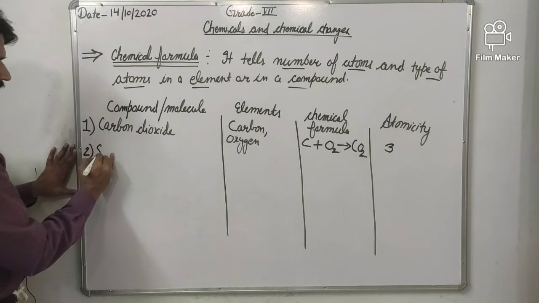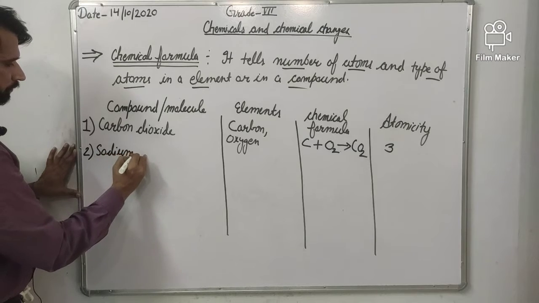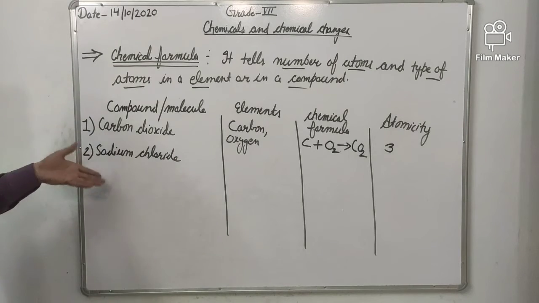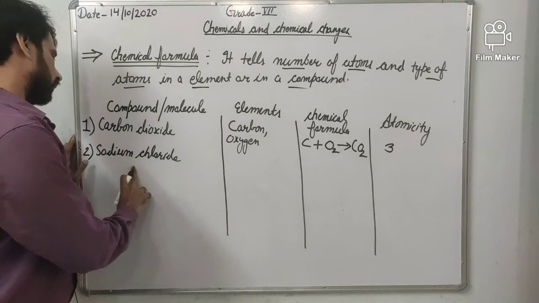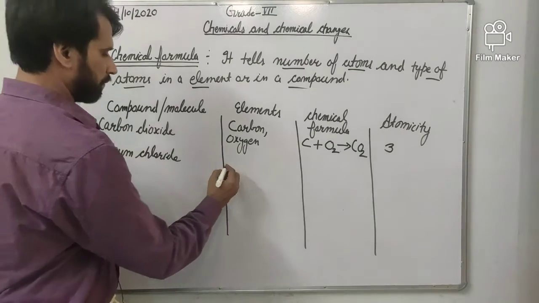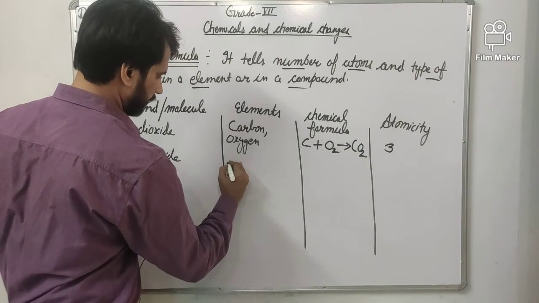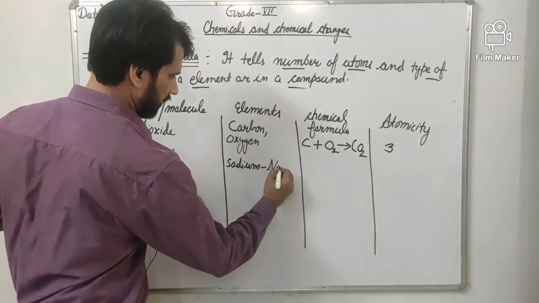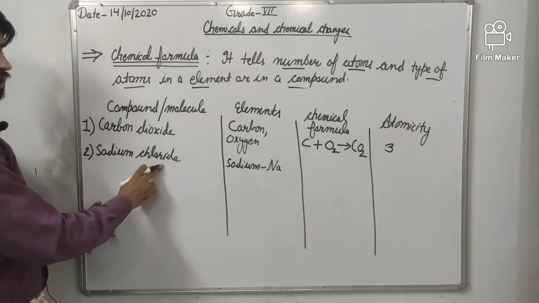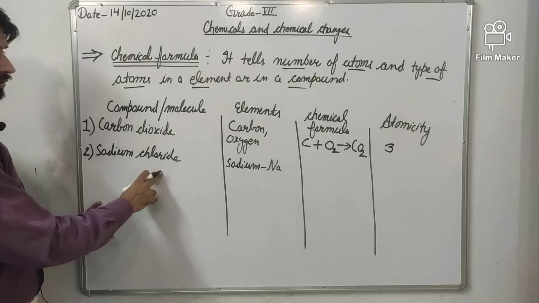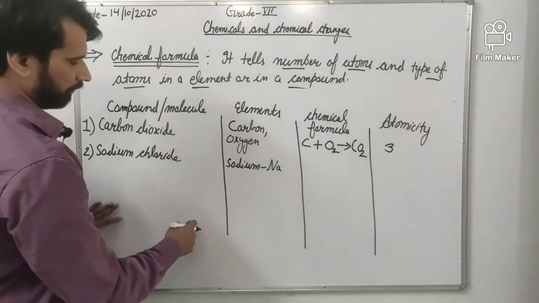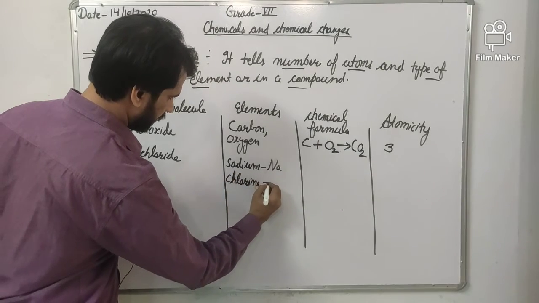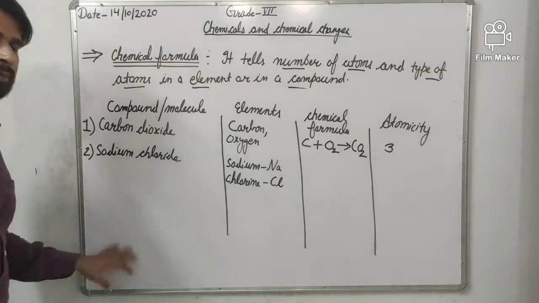Next, second example, sodium chloride. We did the symbols of these elements earlier. I hope you are all aware of it. The first element in this compound is sodium, symbol Na. The second element is in ionic form; chloride is an ion. So whatever I write here, I write in elementary form. The element is chlorine, and the symbol of chlorine is Cl.